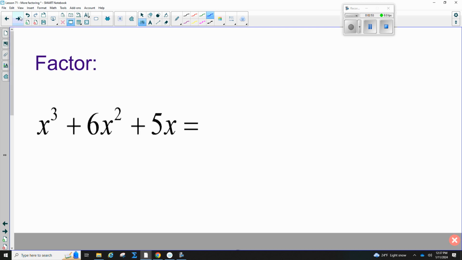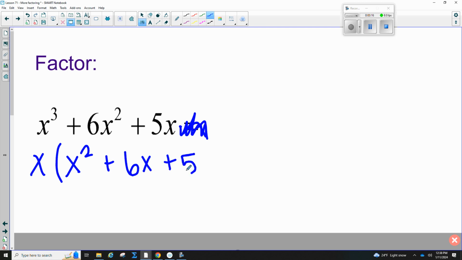Now let's do one that has both steps, okay? Both steps. So they're not going to tell you, look for a GCF first. You just have to recognize that there is a GCF, okay? What's common in each one of these terms? I don't know why I have an equal sign here. I would just take out an X, okay? That leaves me with X squared plus 6X plus 5. And again, they're not going to say, hey, check and see if it factors. You just have to check and see if it factors, right?